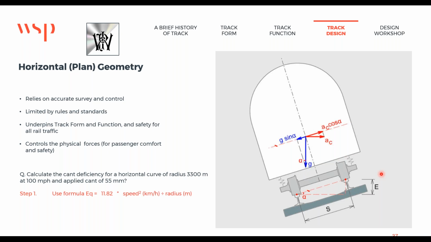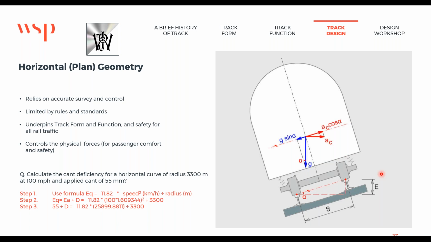Step 1, use the formula, there it is again. Step 2, that's the numbers: 100 times 1.61934, getting miles per hour to kilometers an hour. That is 100 miles an hour times 1.61934, all of that squared, divided by the radius in meters. You see how I'm getting everything in the same units there?